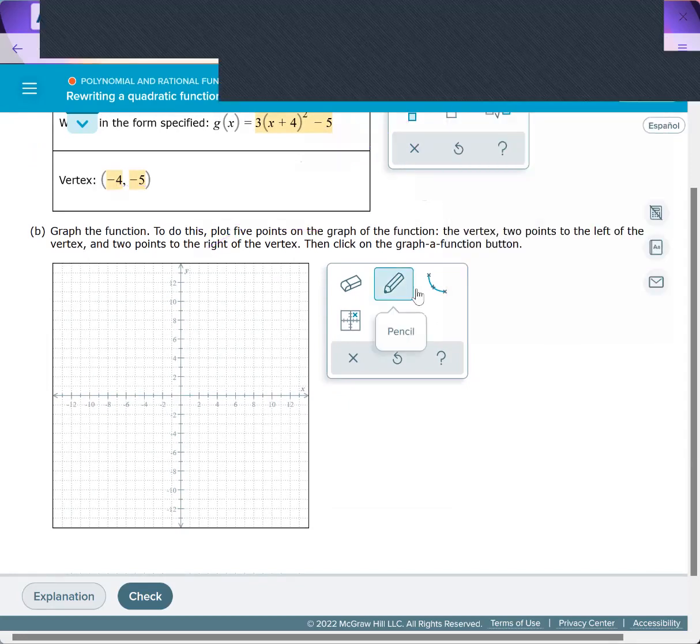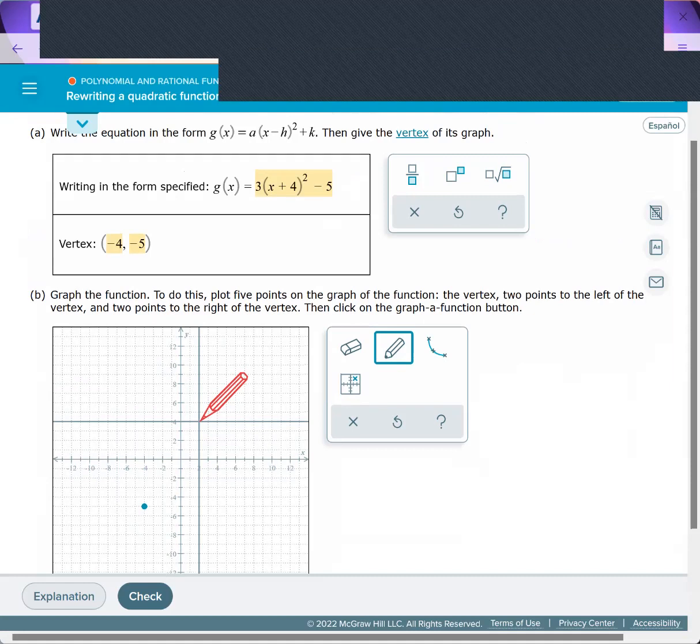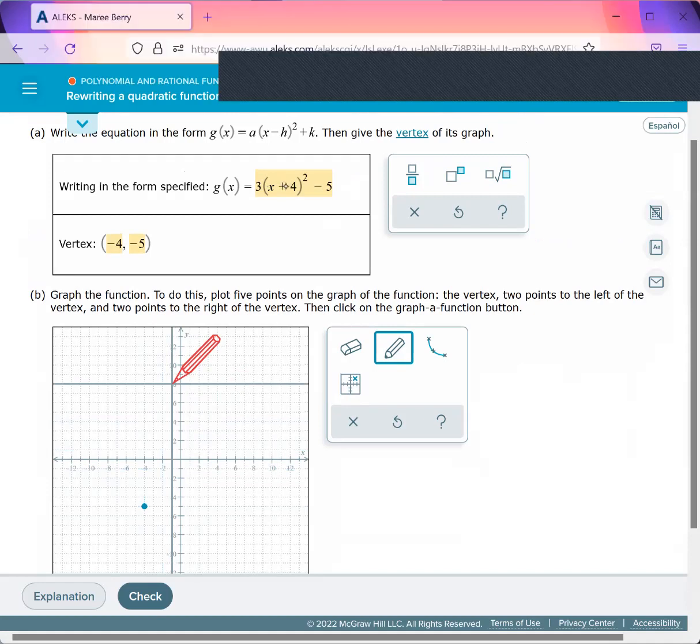So we're going to graph -4, -5. And then we need to figure out when x is, say, -3. So we'll have -3 plus 4 is 1, squared is 1, times 3 is 3, minus 5 is -2. So at -3, we're at -2, which means at -5, we're at -2.